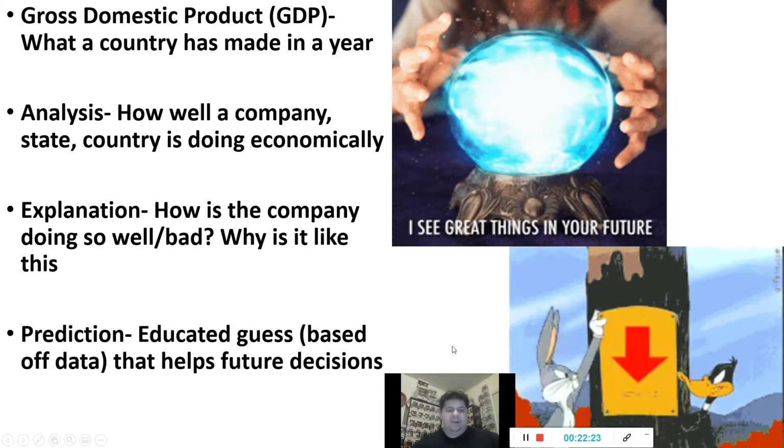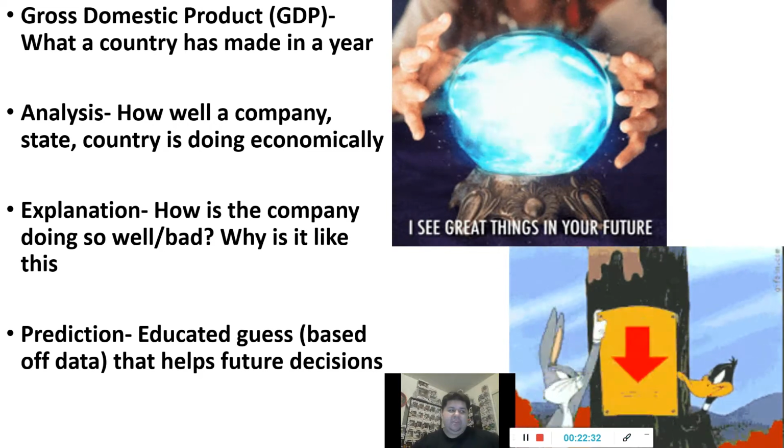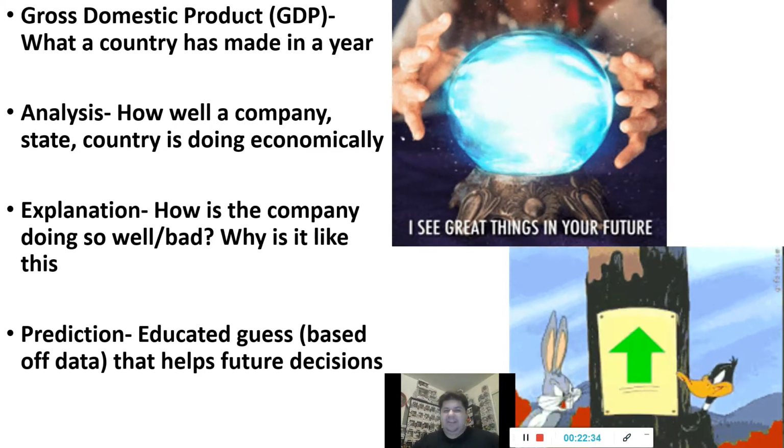All right. So the next part is gross domestic product. This is basically what the country has made a year. You'll hear me say this once in a while, GDP, or I'll just say it out, gross domestic product. That's what it means. How much or what a country has made in a year.